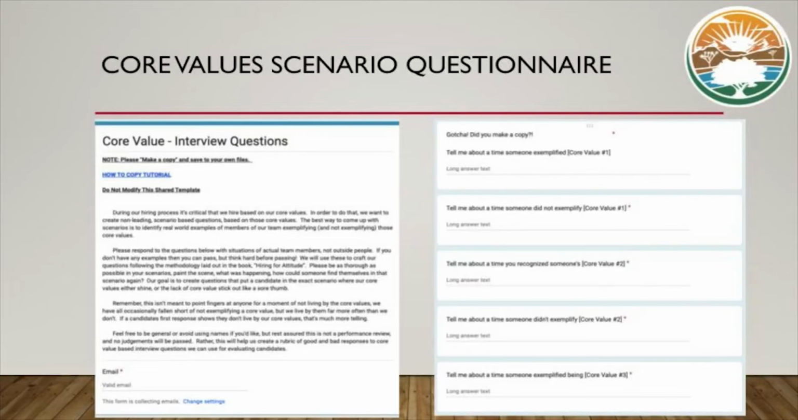I have this core values questionnaire. So if you do have a team and you want them to create these scenarios and help you brainstorm what to do, you can send them this questionnaire, and that 5-paragraph essay that's right there basically tells them what they're doing, why they're doing it, how to do it right, how to do a good job.